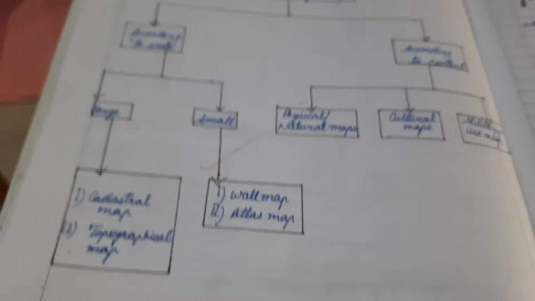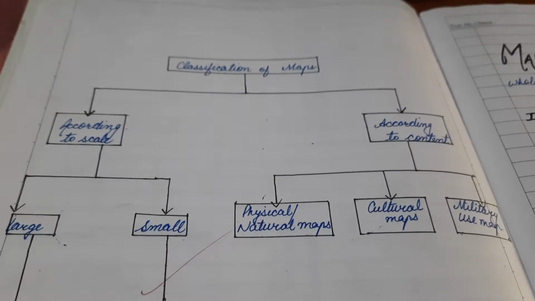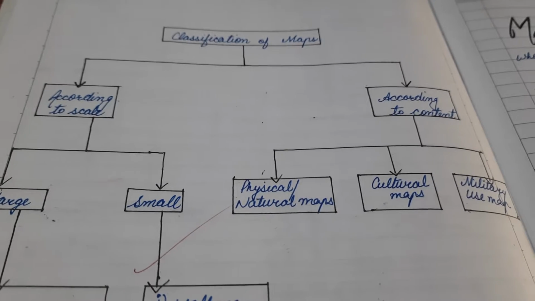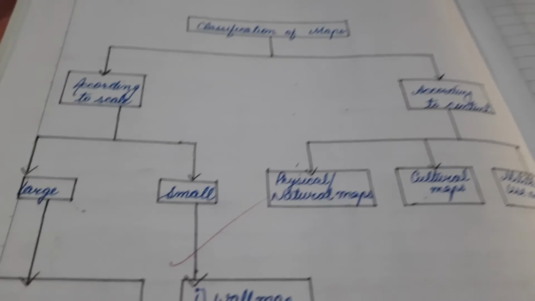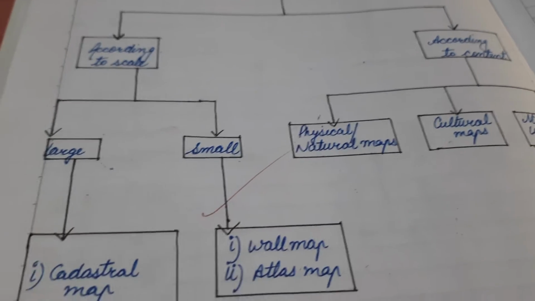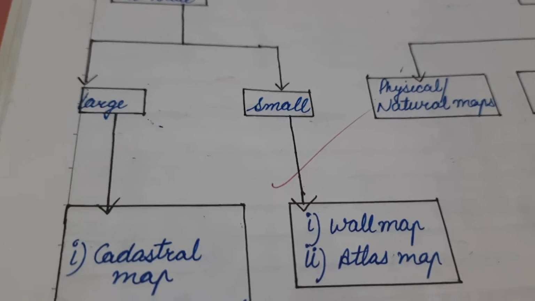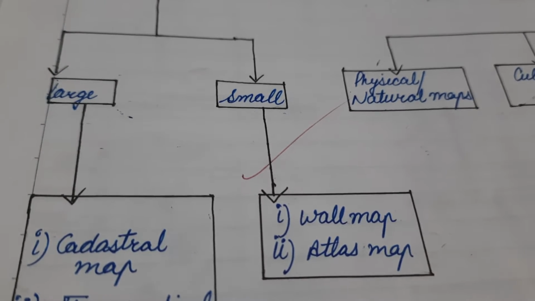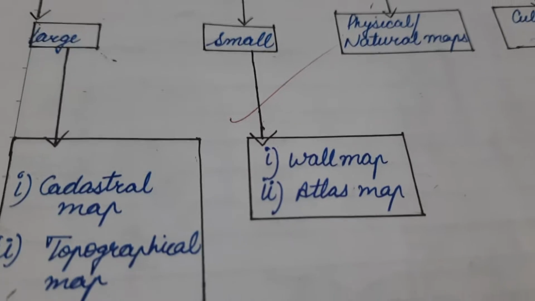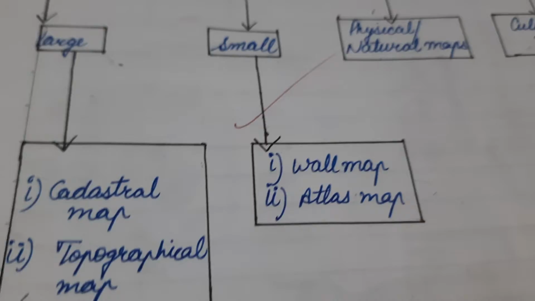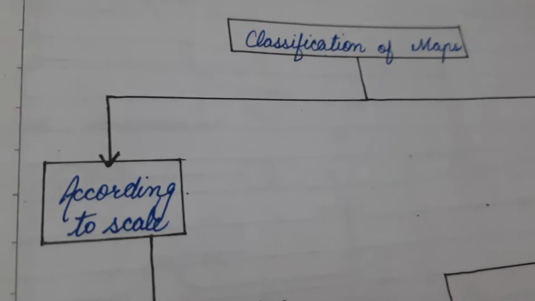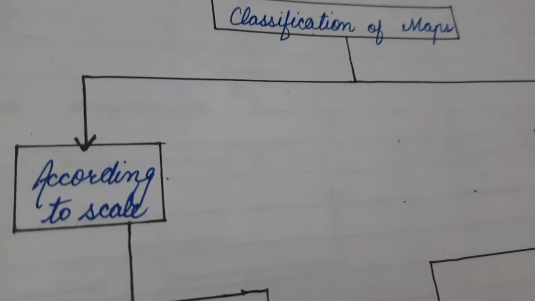classification of the map. Right? In this classification, you will take according to scale and according to content. According to scale, these maps have been classified into large scale maps and small scale maps. And when we talk about large scale, these are the cadastral map and topographical map. I'll try to show you this topographical and cadastral map, large scale maps.